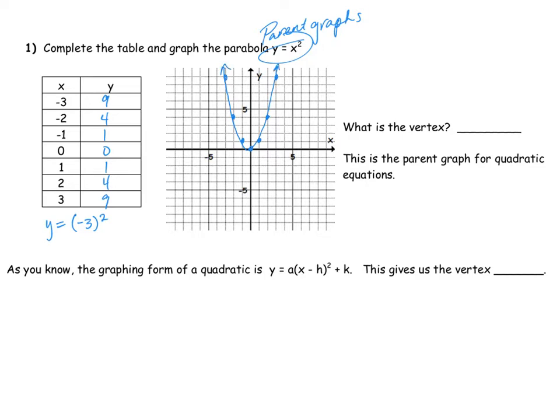So the parent graph of the parabola has a pretty specific pattern that we've talked about a few times. And that is from our locator point, which in this case is our vertex, we go out 1 and up 1, out 1 and up 3, out 1 and up 5. If we were to continue, that would be up 7, up 9, so on and so forth. So our vertex on this is the point 0, 0 for our parent graph.